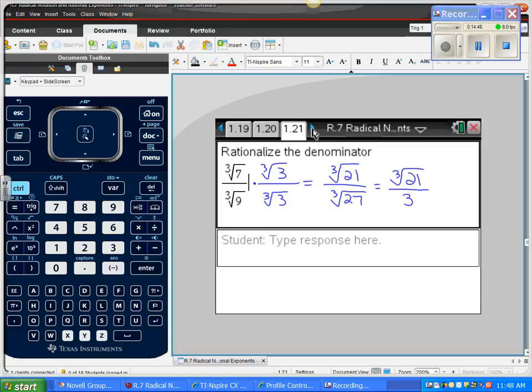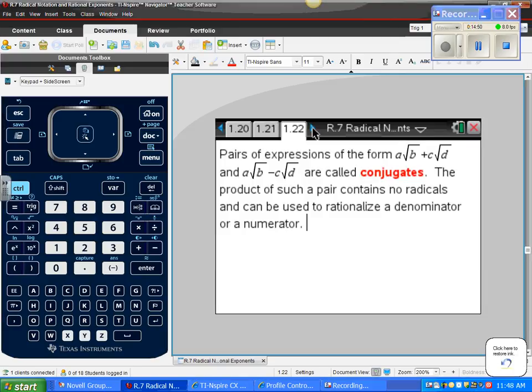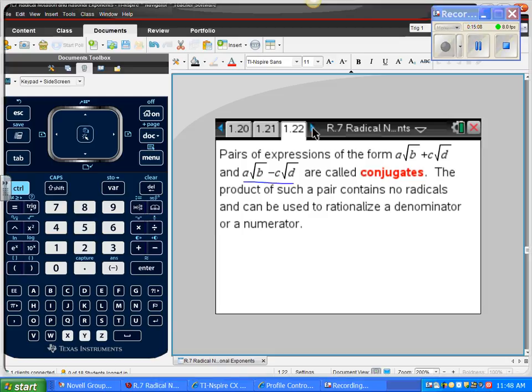All right, so let's go a little bit further. Pairs of expressions of the form a square root of b plus c square root of d and a square root of b minus c square root of d are what we call conjugates. The product of such a pair contains no radicals and can be used to rationalize a denominator or a numerator. So you're going to hear me yelling about conjugates constantly. So notice the difference here. The only difference is this sign in the middle, okay? Conjugate.